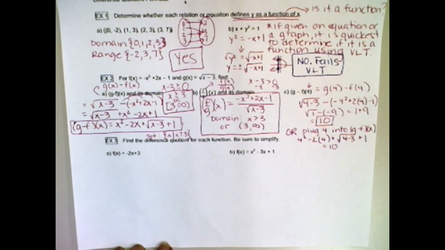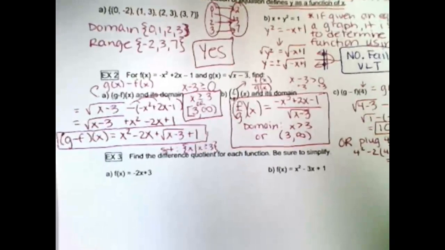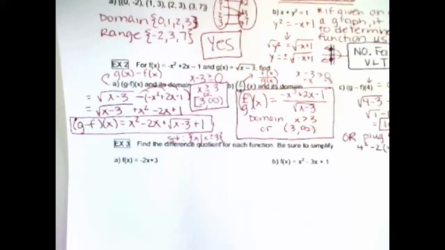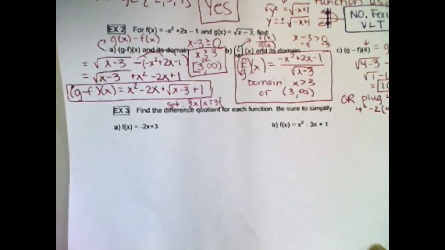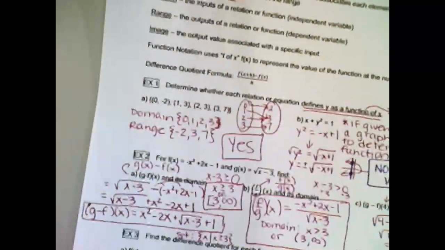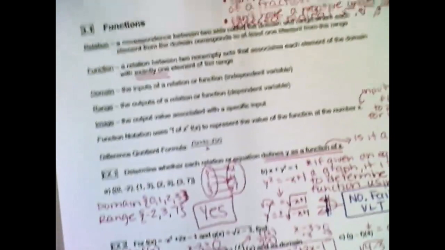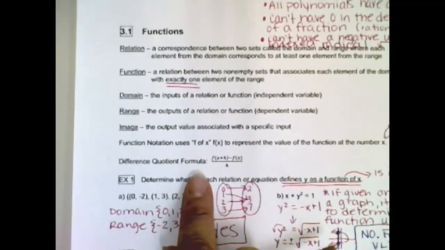All right, last examples. Let me see if I'm going to zoom in a little bit here and see if that helps make things a little bit bigger, because we're going to have more work on this example 3 than the other ones. So this says find the difference quotient for each function. Be sure to simplify. So difference quotient formula.